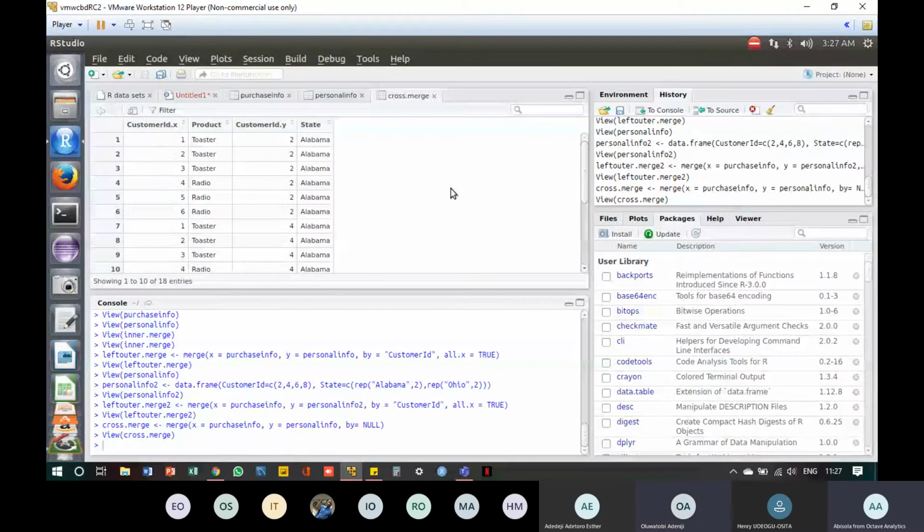Any other question? Question. Okay, please go ahead. Is there any criteria for selecting the X variable and the Y variable? Criteria for selecting X? No.